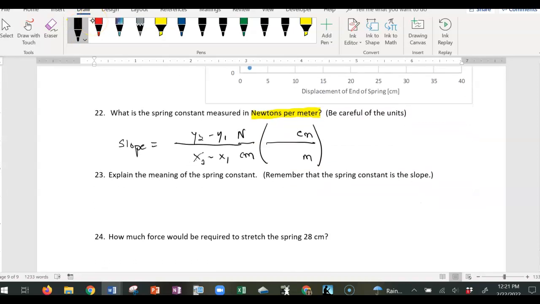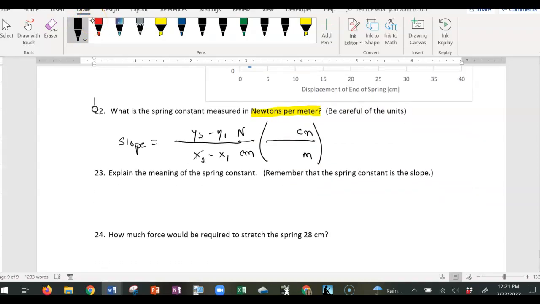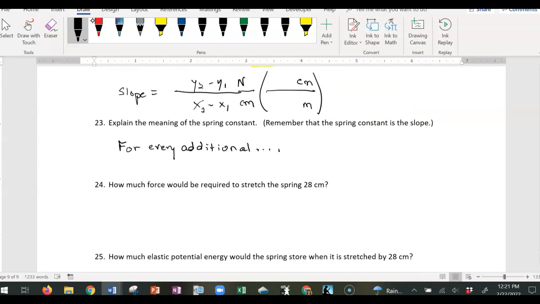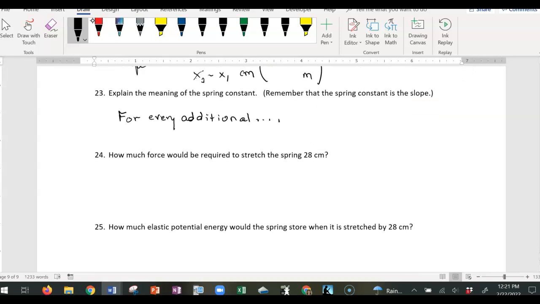Okay, then you'll explain the meaning of the spring constant. Remember, it's a slope, so this is very much like what we did earlier in the lab. For every additional 1 meter that the end of the spring is displaced, you're going to explain what happens to the applied force. And here you're actually going to calculate the applied force, right? Applied force equals that spring constant times the displacement, but be sure to convert to meters before you plug in this amount.